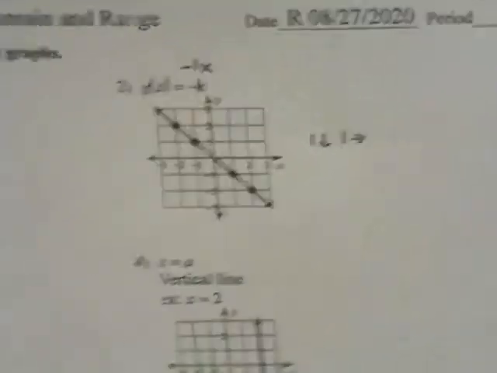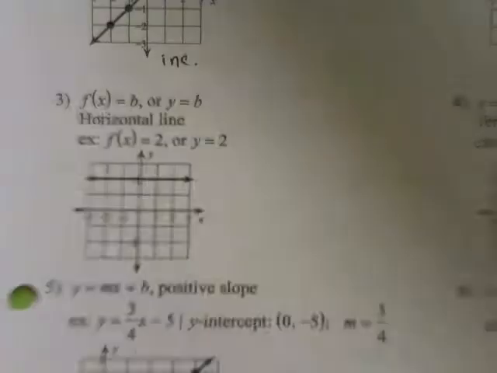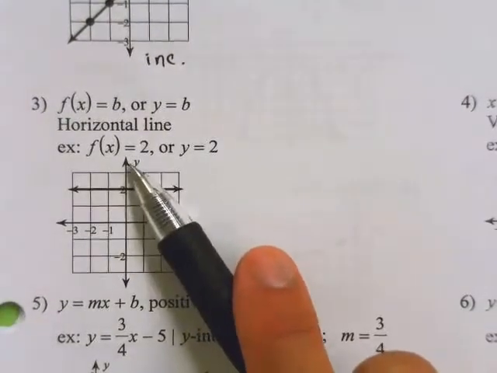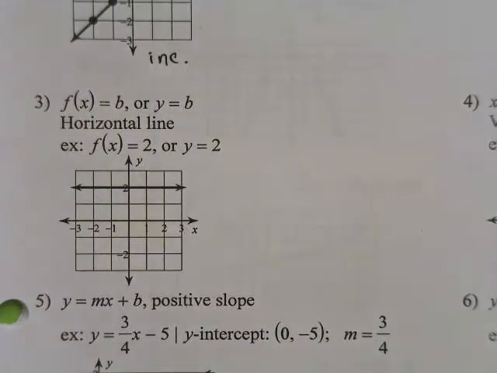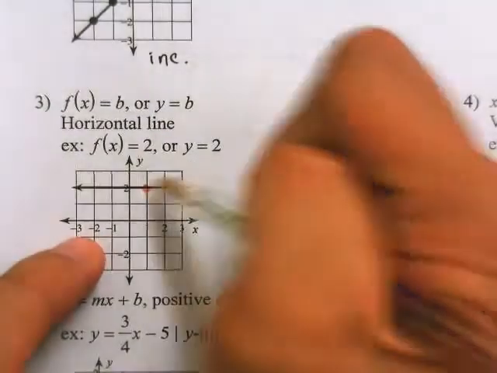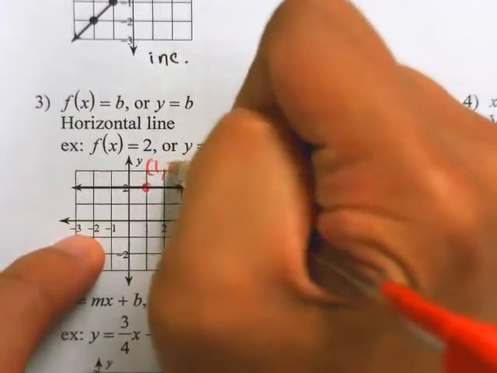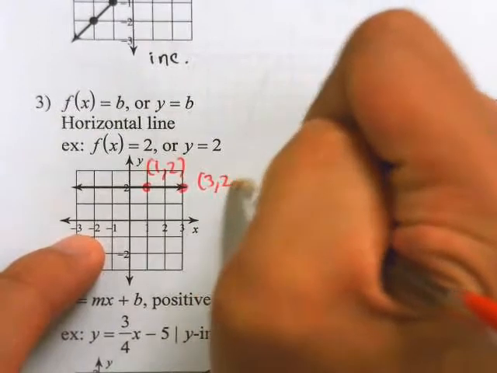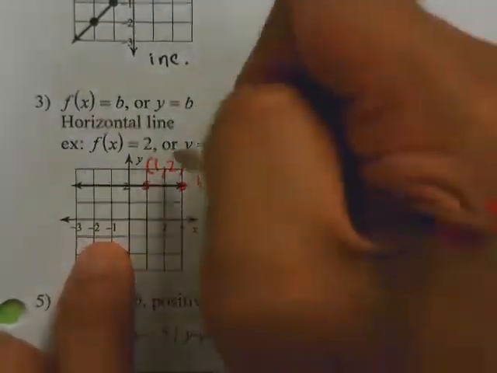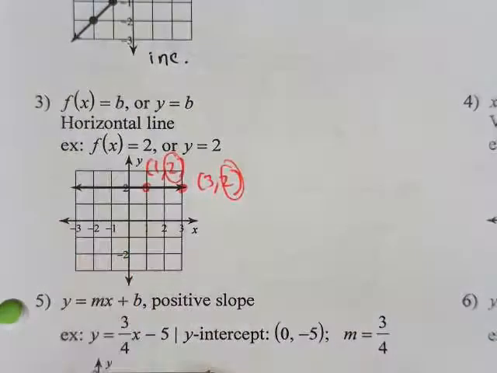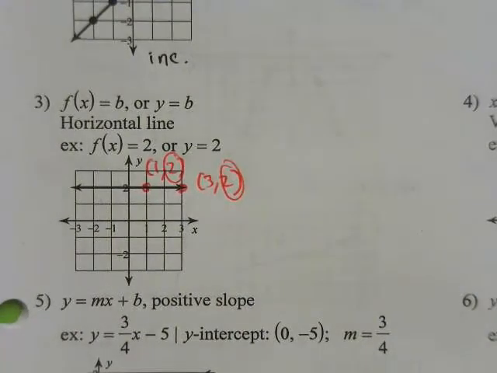We also have horizontal and vertical lines as presented over here. So if you have something like f of x is equal to 2, or the same thing as y is equal to 2, what this really means is if you take a look at your values here, your coordinate points, this is 1, 2, this is 3, 2. So the reason why it's called f of x is equal to 2 or y is equal to 2 is all of your y coordinates are 2's. When you connect the dots, it makes a horizontal line.